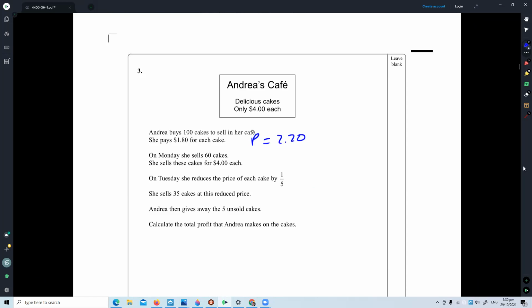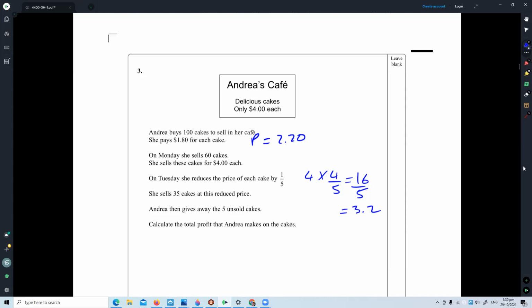On Monday, she sells 60 cakes. She sells these for $4 each. Okay, so she's made that profit. And then she reduces on Tuesday the price of each cake by 1/5. So what's $4 minus 1/5 of $4? Well, essentially, she's selling them at 4/5 of $4 because she's reducing them by 1/5. So I say 4 times 4/5 is 16/5. So that's going to be the price of her cake, which if you reduce back to decimals is $3.20.